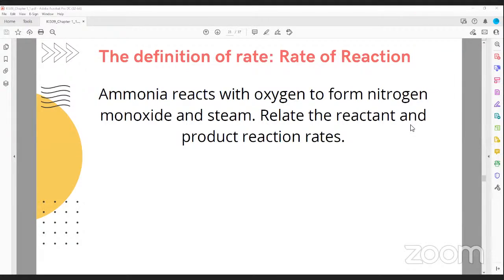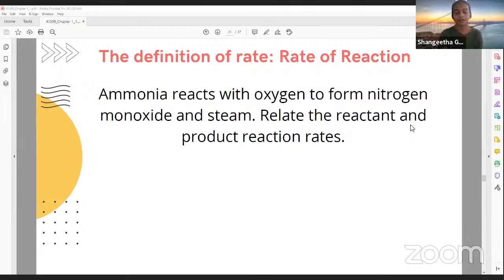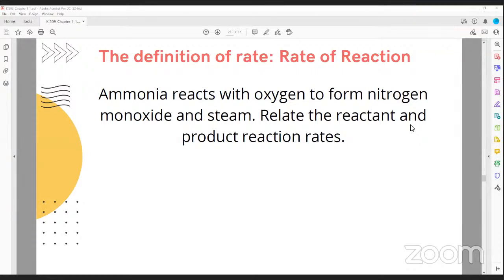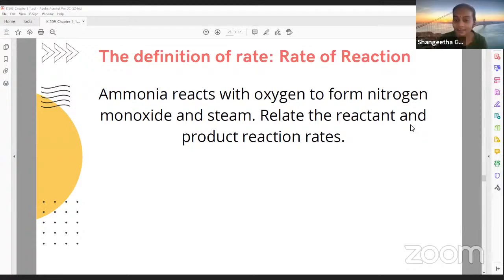Okay, basically, you need to know the formula for ammonia. Then you add oxygen, then you form nitrogen oxide, and steam is H2O. Right? And then you can relate the reaction rates of the reactant and product.